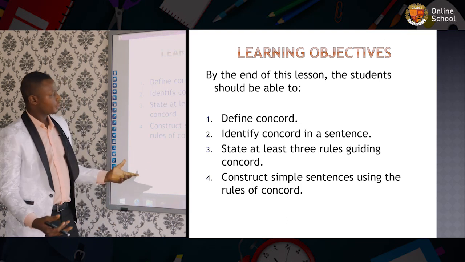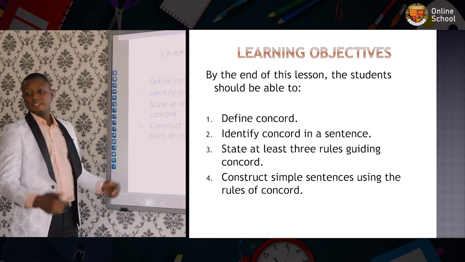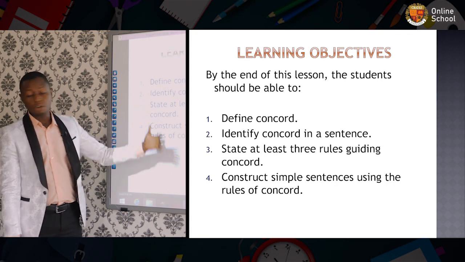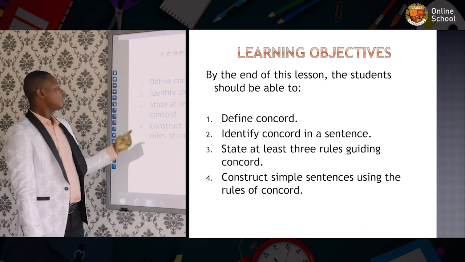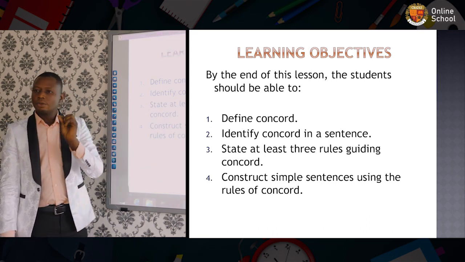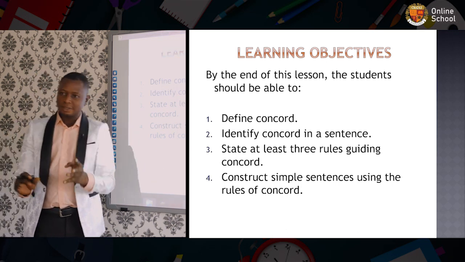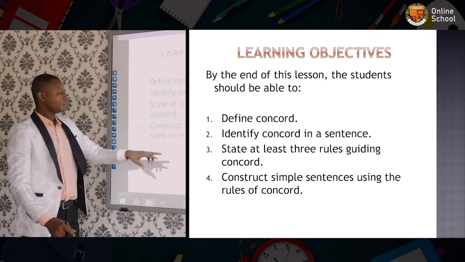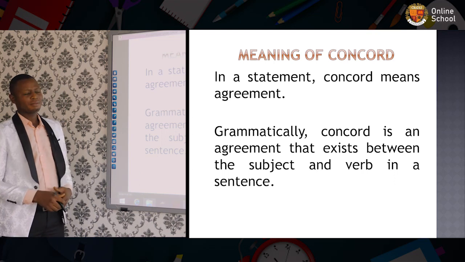Before we proceed, at the end of this lesson, it is expected that you as a student should be able to define Concord, identify Concord in a sentence, state at least 3 rules guiding Concord, and construct simple sentences using the rules of Concord. Is that clear? Good.